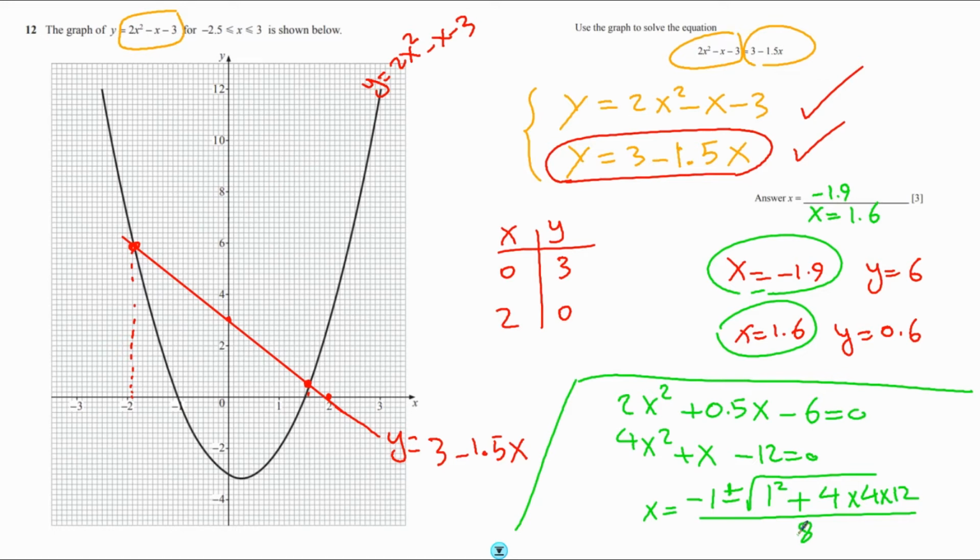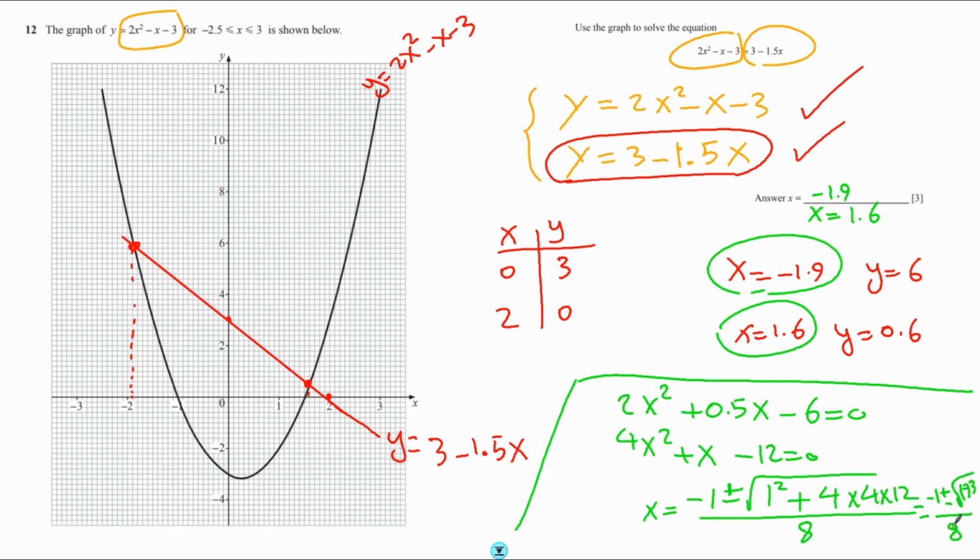4 times 4 is 16. 16 times 12 would be 192, and 192 plus 1 is 193. So basically the answer in here would be minus 1 plus or minus the square root of 193, divided by 8.